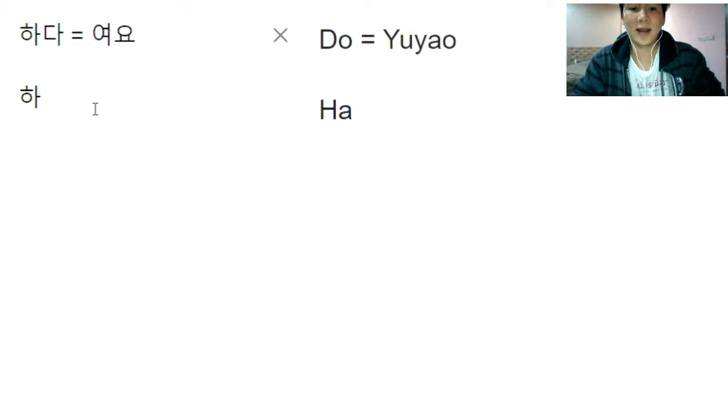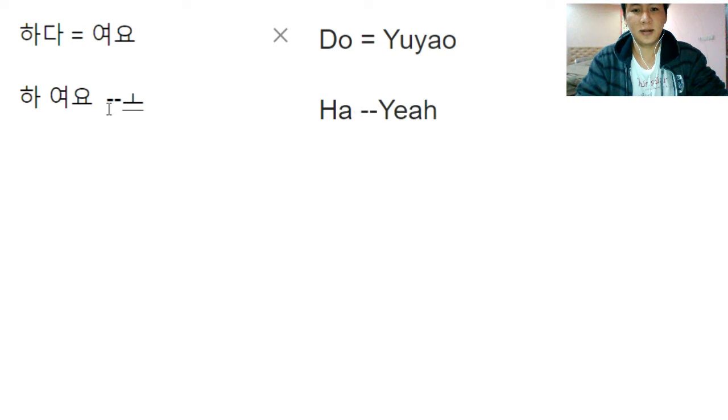Remove ta. Okay, you need to remove ta. After you remove ta, you add yo. Okay, and then it will be like this. Hair yo. Okay, hair yo. Okay, let's see an example.